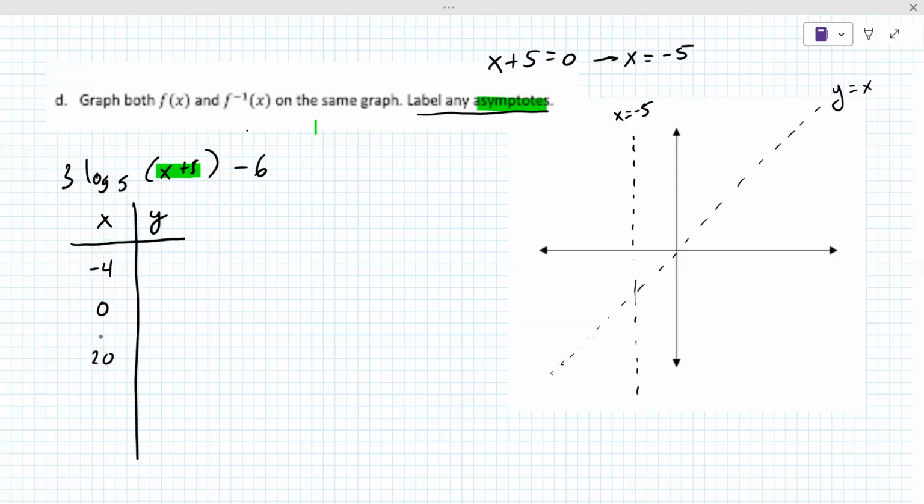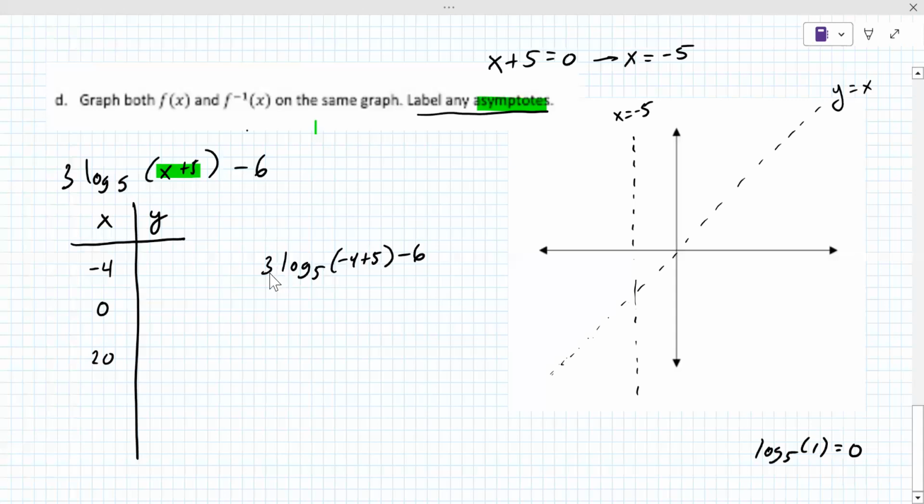So for the first one, it's 3 log base 5 of (minus 4 plus 5) minus 6. So you can see inside parentheses here becomes positive 1. So log base 5 of 1 is always 0. It doesn't matter what base it is. If it's 1, it's always 0. So that means the log part is 0. 3 times 0 is 0, minus 6. So there's our first point to graph, minus 4, minus 6.